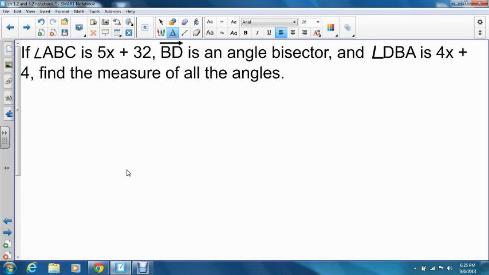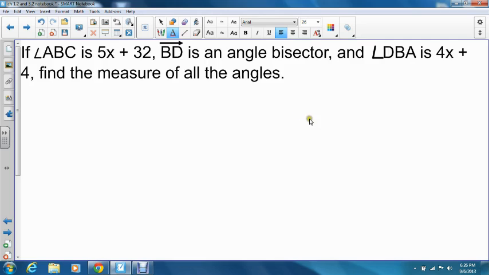Our next example, notice we've got that term angle bisector in there, so that's going to change up the problem just very slightly. All right, so it tells us what our angle ABC is equal to, it tells us that BD is an angle bisector, and then it gives us values for angle DBA. We want to find the measure of all the angles. Now, it doesn't specifically say to solve for x. However, in this problem, in order to solve it, we do have to solve for x first. Okay, it's just whenever you submit your answers, you would only give me the angle values. You wouldn't also include the x.